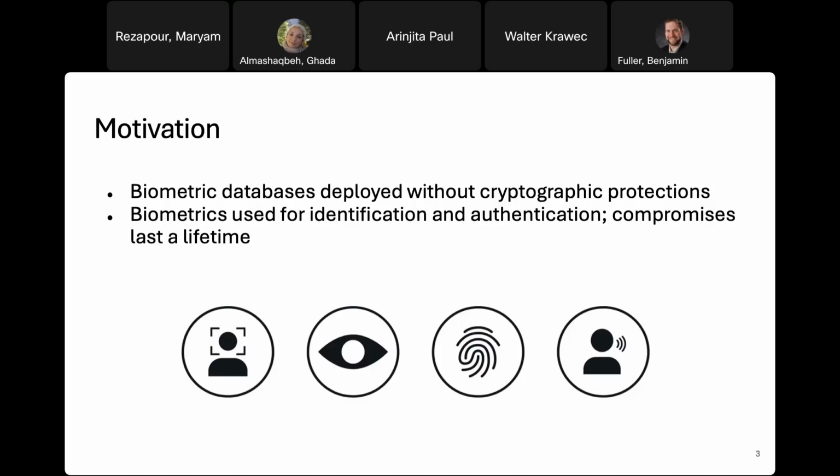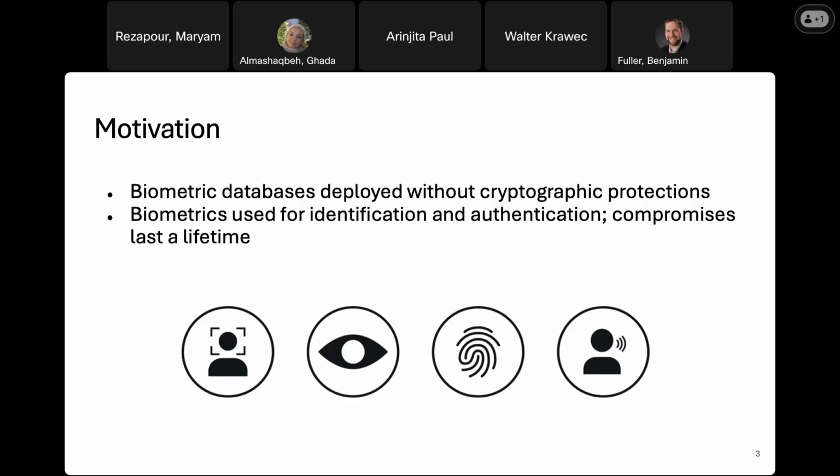Biometrics such as Face ID, irises, fingerprints, and voice recognition are used for identification and authentication, and usually the biometric databases are deployed without cryptographic protection. If a biometric database gets compromised, that would last a lifetime. If a database containing your password gets compromised, you can easily change that, but it is not going to be the same for your biometric data. You cannot change your fingerprint or irises as easily as you can change your passwords.